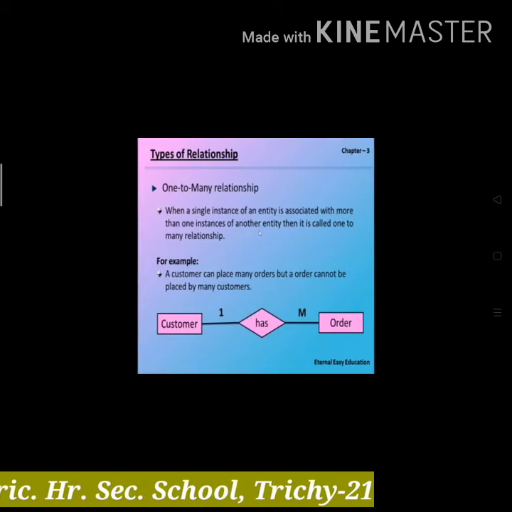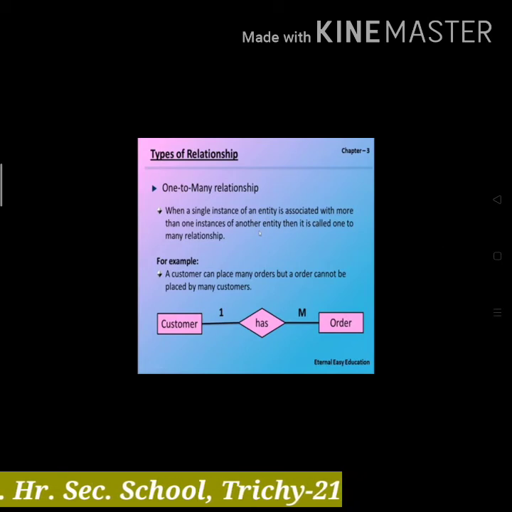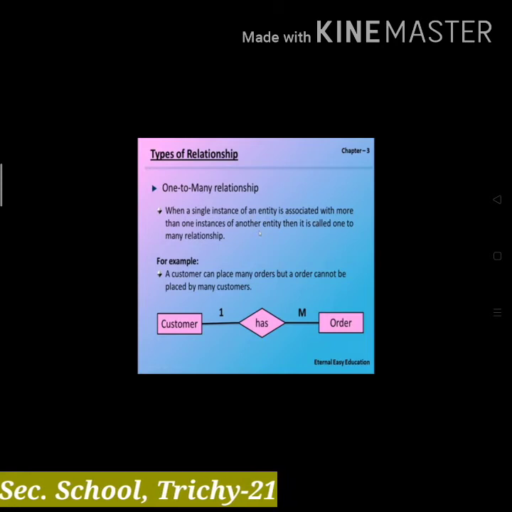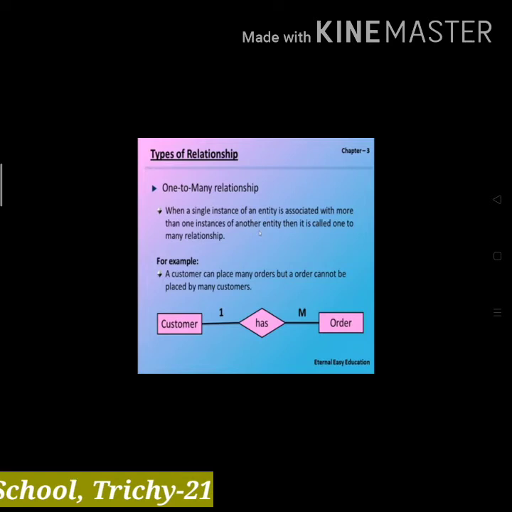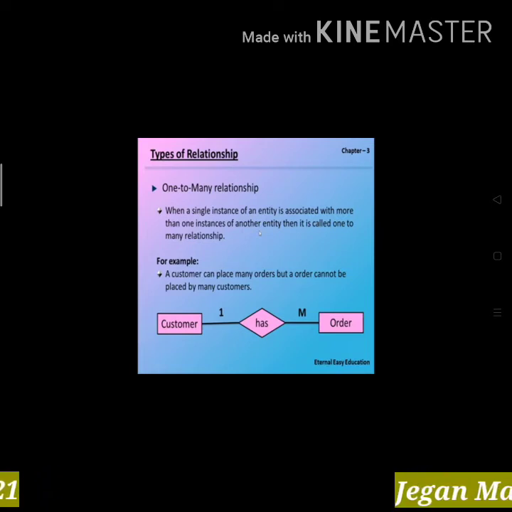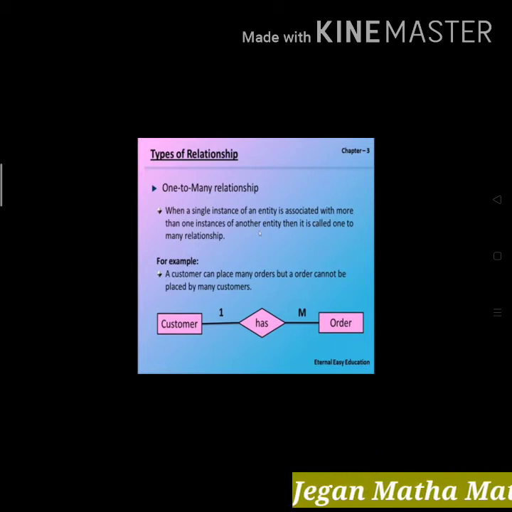The next one is one-to-many relationship. Here, when a single instance of an entity is associated with more than one instance of another entity, it is called a one-to-many relationship. For example, a customer can place many orders, but an order cannot be placed by many customers. Here a customer is going to order many things.